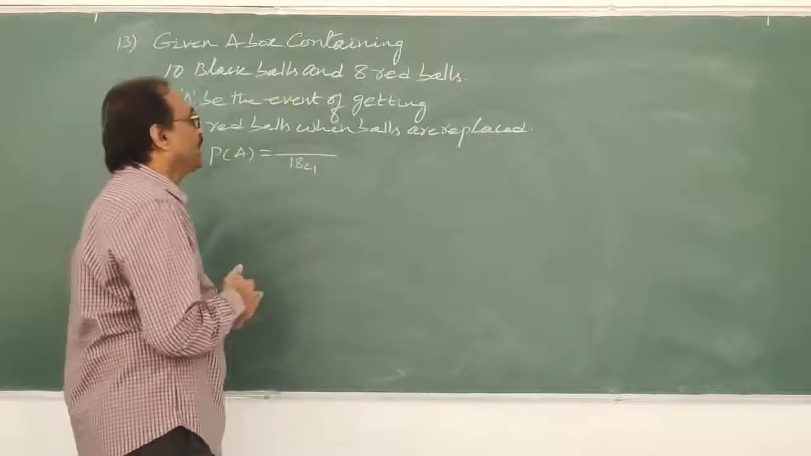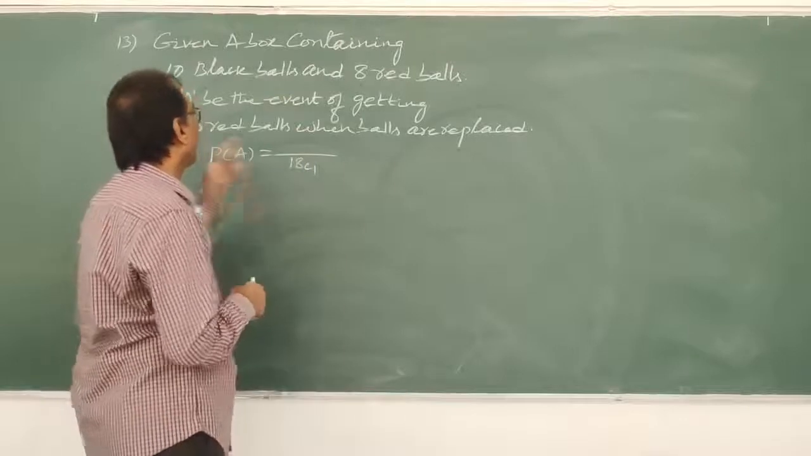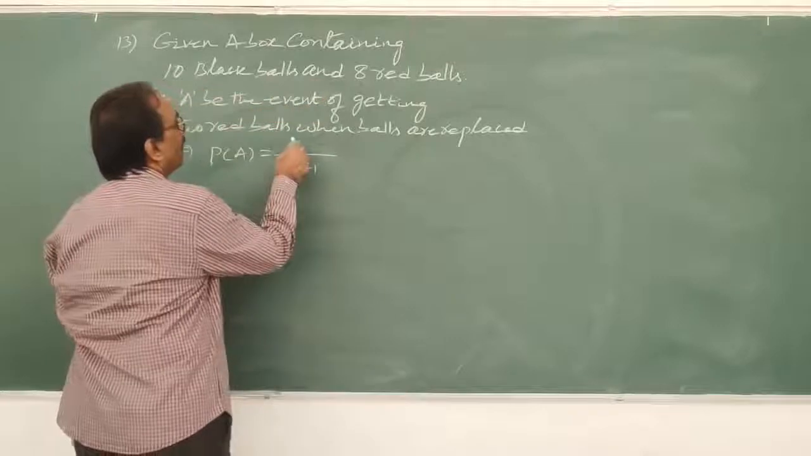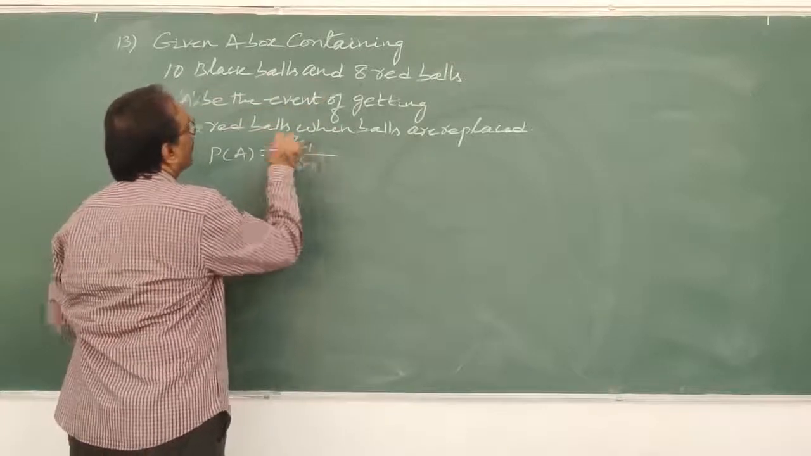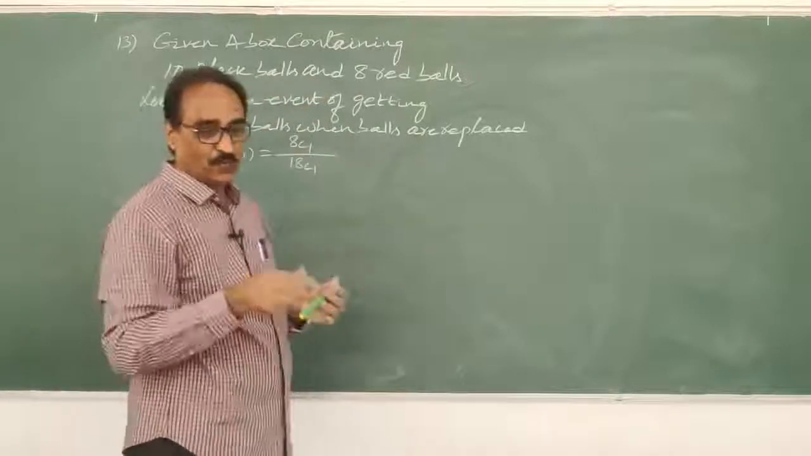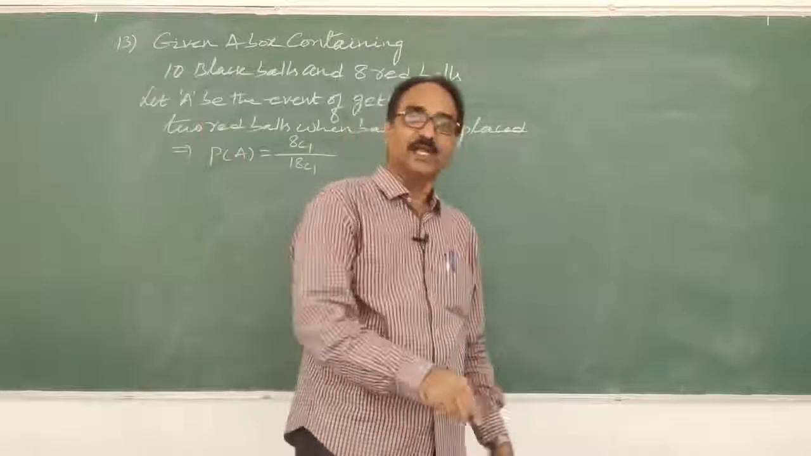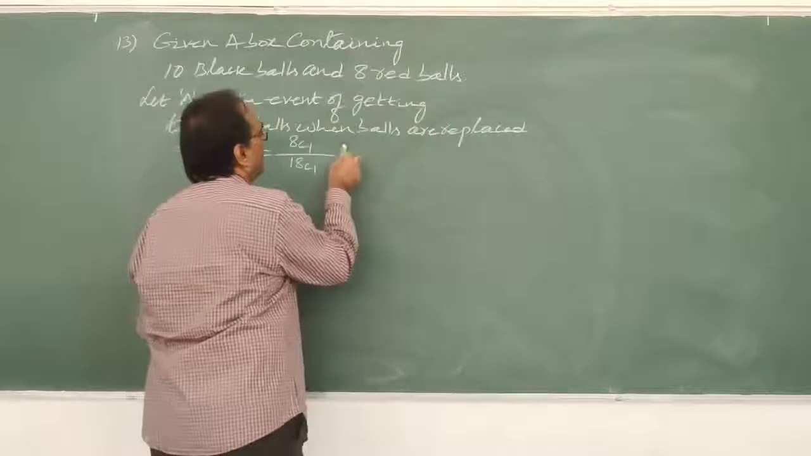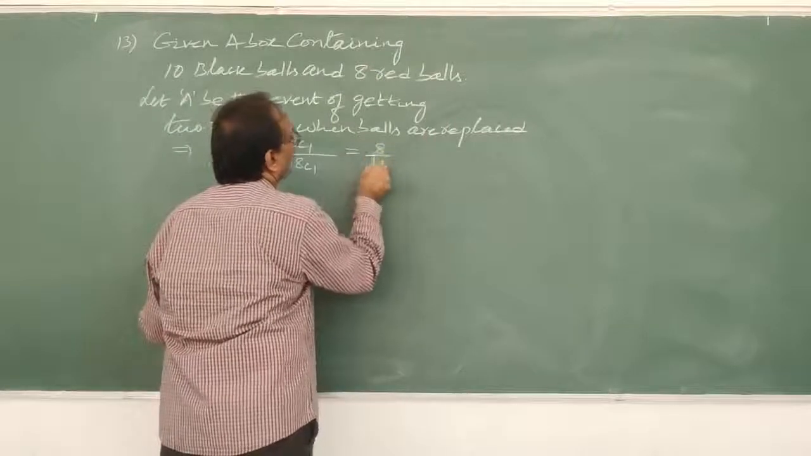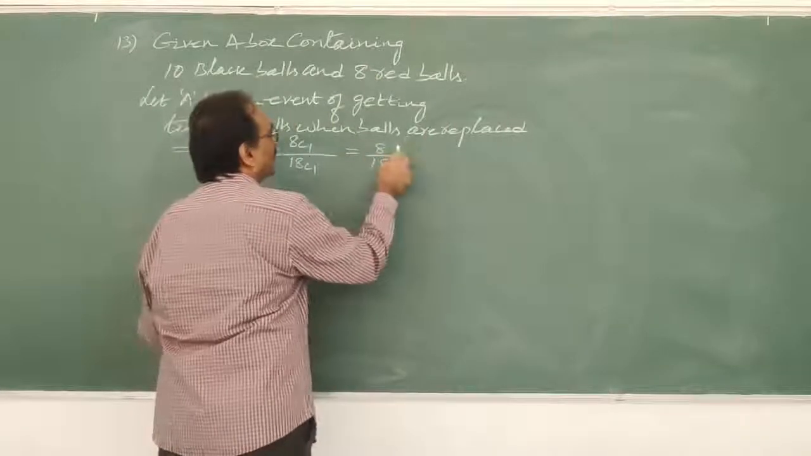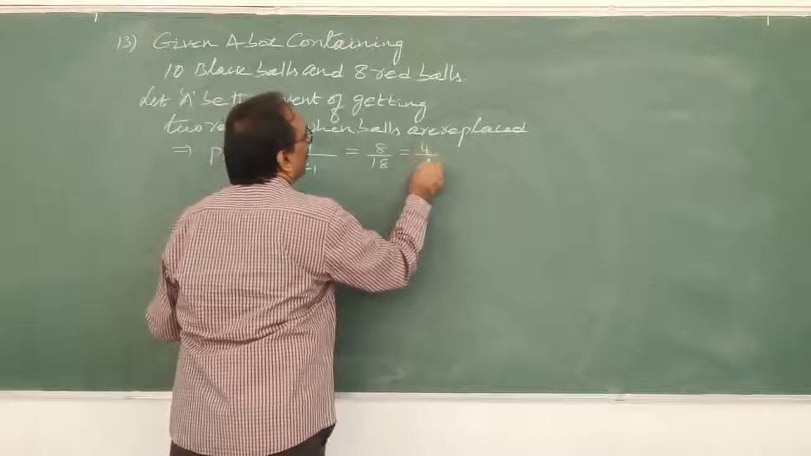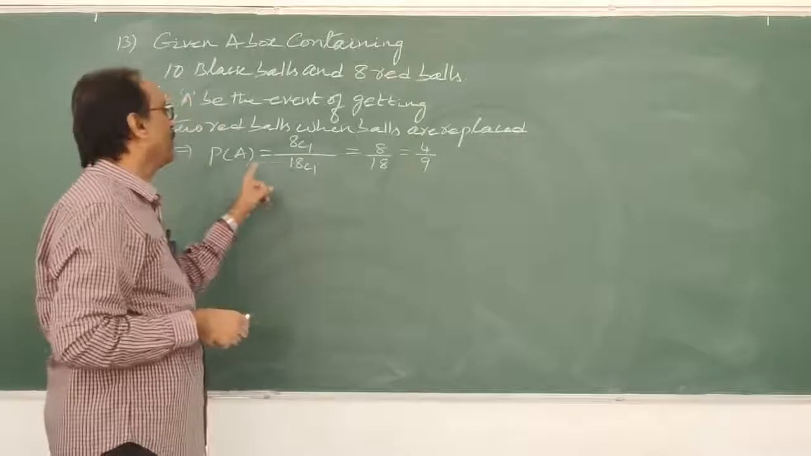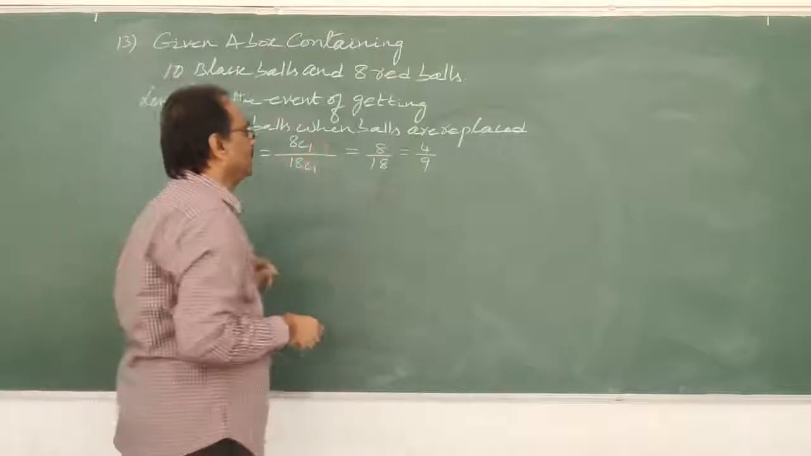What is your event E? What balls do you want? You want a red ball. So how many red balls are there? 8. So out of 8, 1 red ball will come, because you won't take a black ball, no use. So you want a red ball, which means it should come from 8 only. The chances are 8C1. So 8C1 by 18C1, which is nothing but 8 by 18. Let it be like that, or you can simplify, that is up to you. 4 by 9: 4 2s are 8, 9 2s are 18. Okay, this is the probability of the first draw.